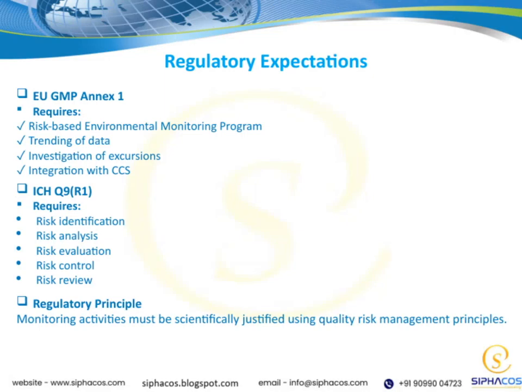Let's talk about regulatory expectations, the rules that guide how we manage quality and risk. The EU GMP Annex 1 calls for a risk-based environmental monitoring program. That means we don't just collect data, we analyze trends, investigate any excursions, and integrate findings with our contamination control strategy. Meanwhile, ICH Q9 outlines a clear risk management process, from identifying risks, analyzing and evaluating them, to controlling and reviewing those risks over time. The key principle here is that all monitoring must be backed by solid scientific reasoning and risk management.